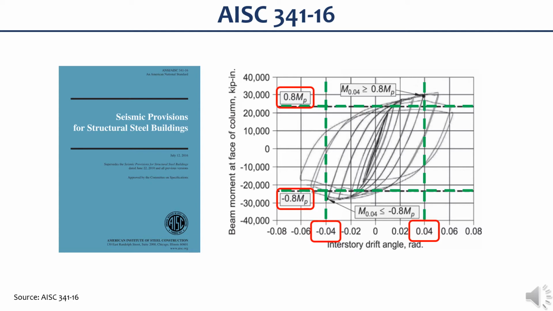With that, AISC 341 adopted a performance criteria for SMF connections to develop a story drift angle of at least 4% without significant loss in the flexural capacity of the beam below 80% of its plastic moment capacity. And that should be based on qualifying cyclic test. Now, this requirement for acceptable strength degradation is illustrated in the hysteretic response curve shown on this slide.